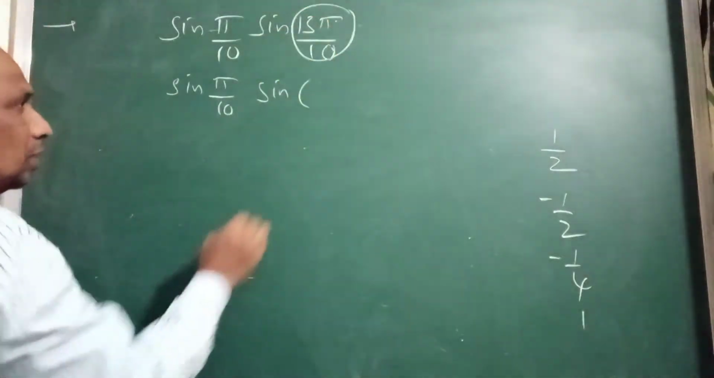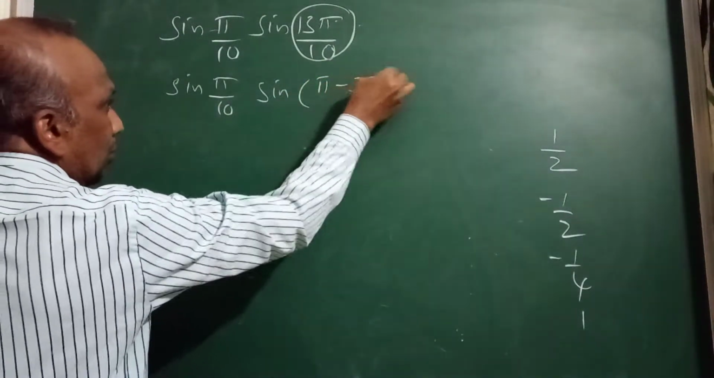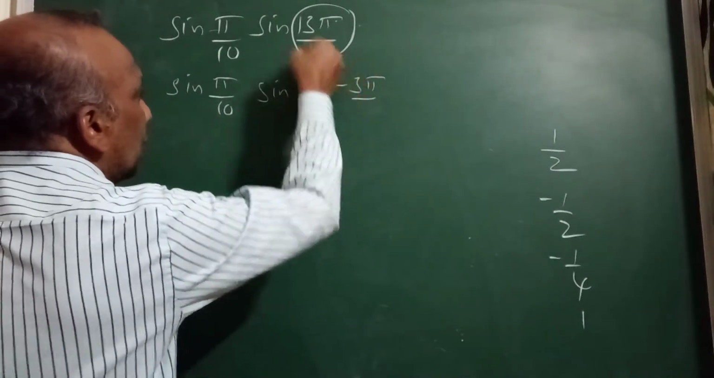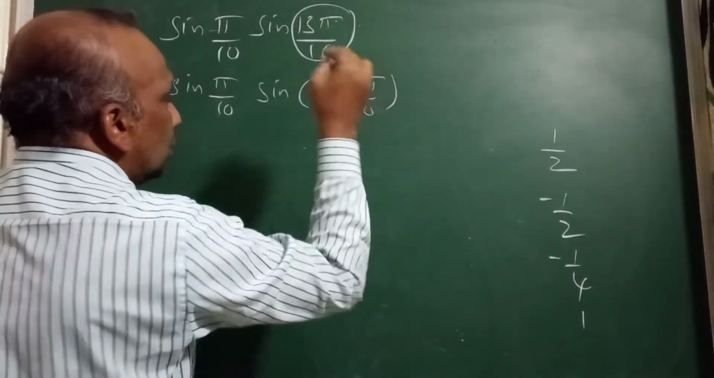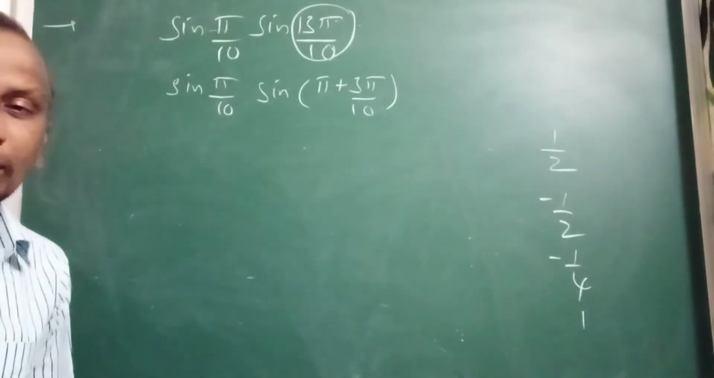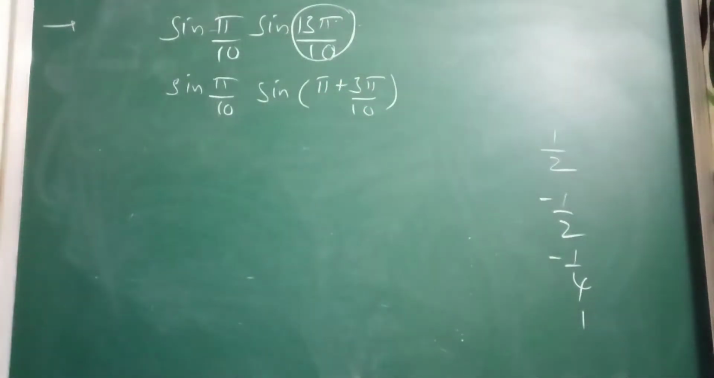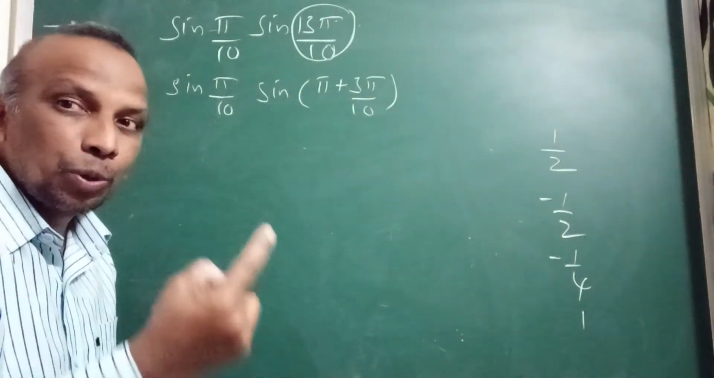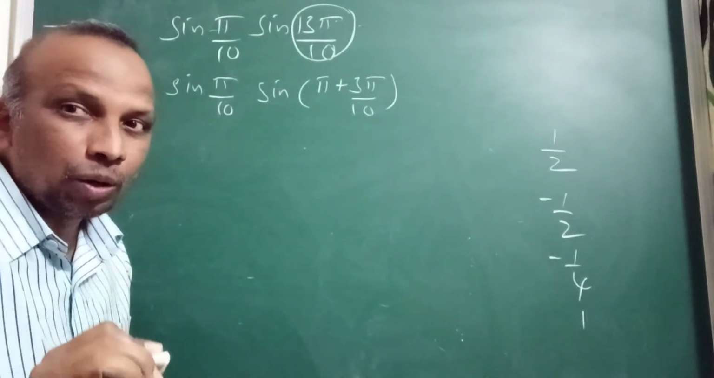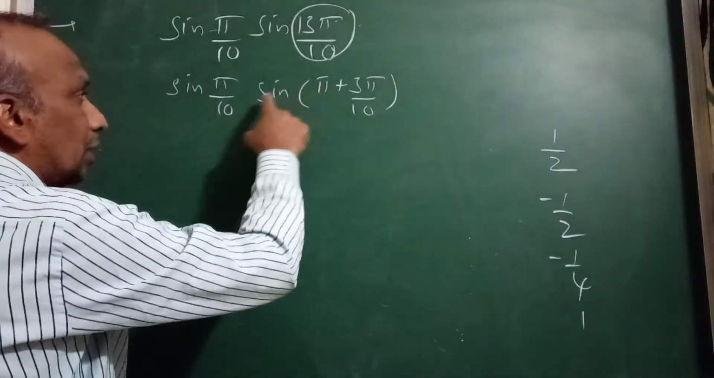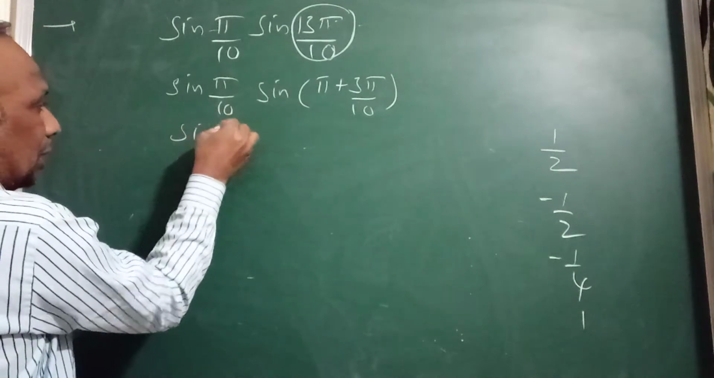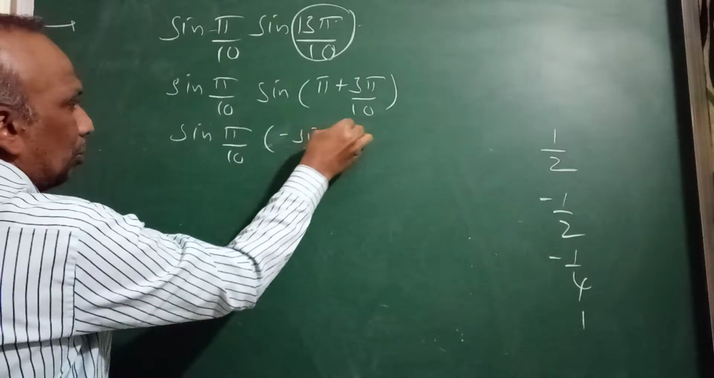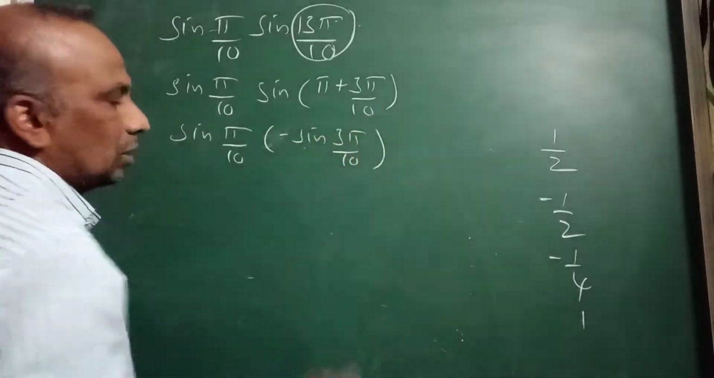So the combination of this pi minus 3 pi by 10. Now I can add this one, 10 pi plus 13 pi by 10, right? You will get pi plus 3 pi by 10. So sin 180 plus theta, third quadrant. Third is also of tan and cot. Sin will become negative. For pi there is no change. You will get sin pi by 10 into minus of sin 3 pi by 10. Correct?